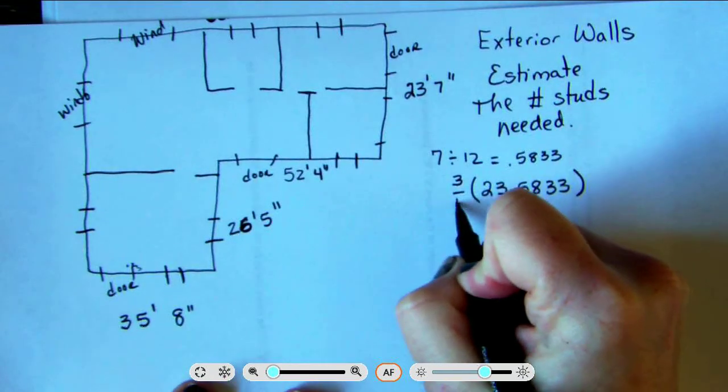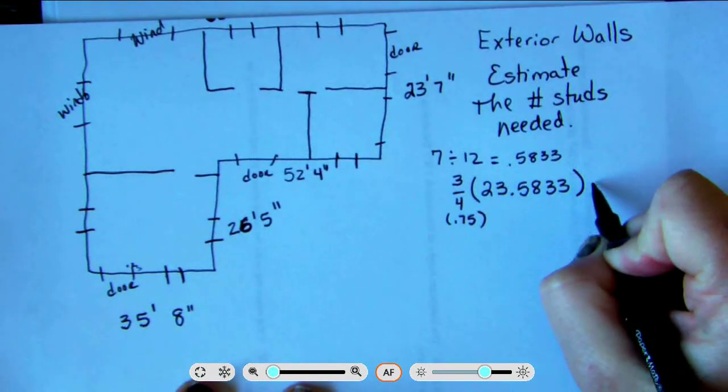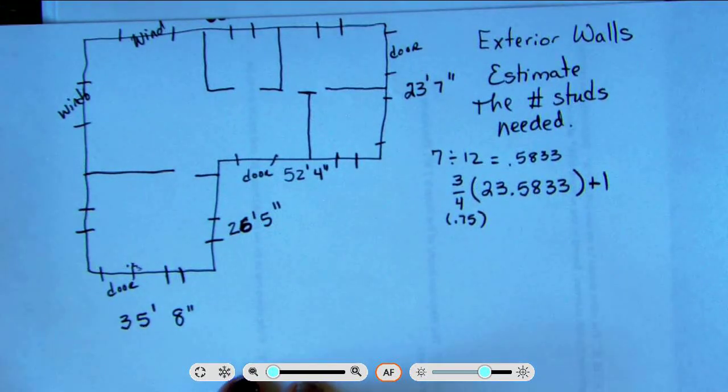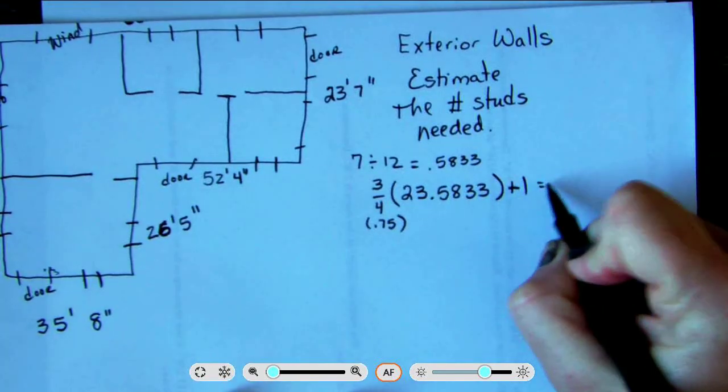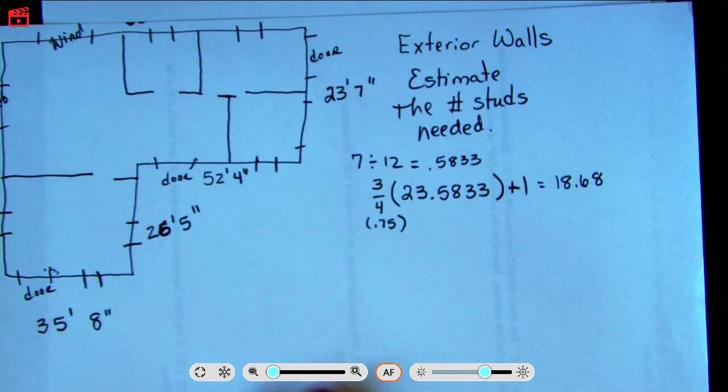So now to calculate the number of studs, we take that wall length, which is in feet now, and multiply it by that 3/4 or 0.75, and then we'll add 1. So multiply that by 0.75, and then we're going to add 1. This turns into 18.68.